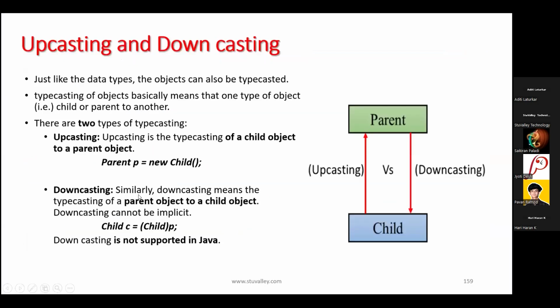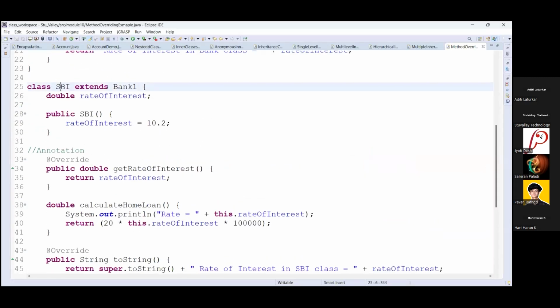Second one is downcasting. Similarly, downcasting means the typecasting of a parent object to a child object. But in Java, downcasting is not implicit, and it is not supported in Java. Okay, so downcasting is not supported in Java. Why? Because basically inheritance is an is-a relationship. A child is always a parent. That means in our example, we can say that SBI is a bank. But not all banks are SBIs, correct?